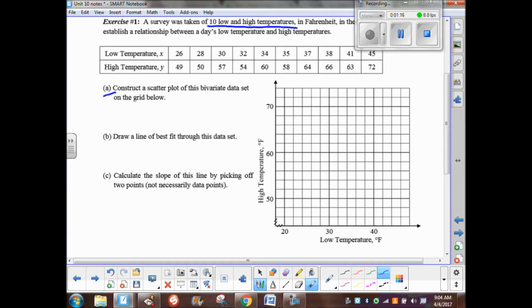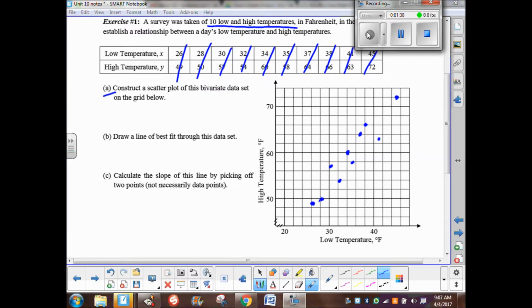They want us to construct a scatter plot on the grid. Then we're going to draw the line of best fit. Then we're going to calculate slope. So I'm going to pause and let's go ahead and do that scatter plot. We'll come back to the line of best fit.